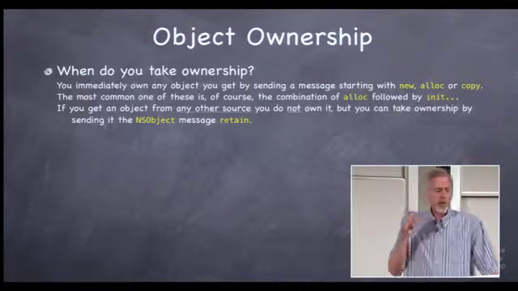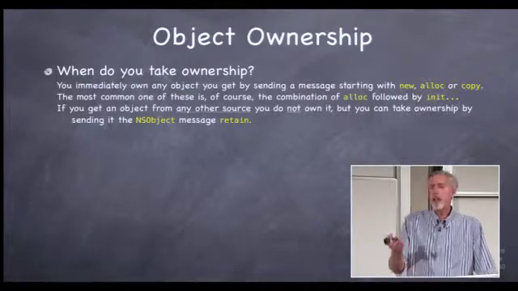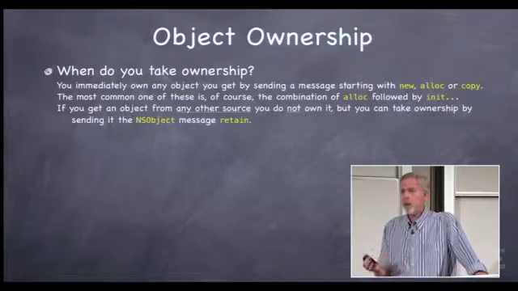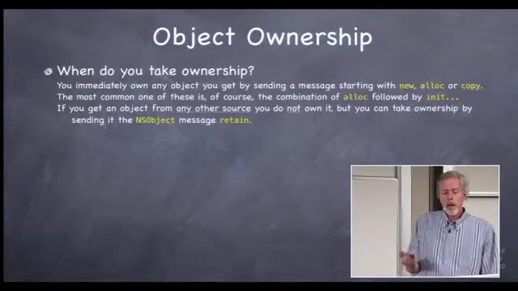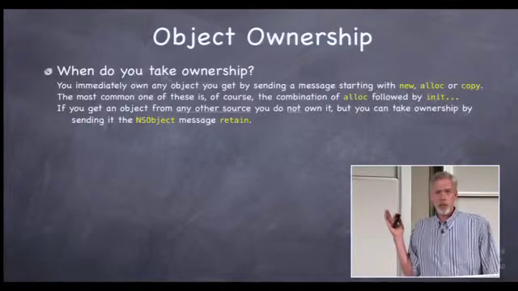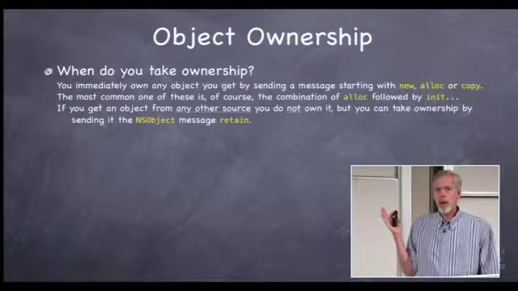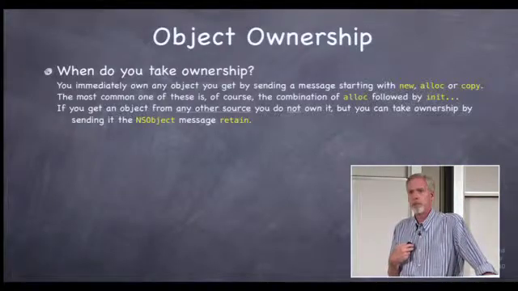When do you, this is kind of poorly worded, when do you get ownership, or what makes it so that you get ownership when you say I want ownership? Probably the most straightforward way is anytime you call a method that starts with the letters NEW, ALLOC, or COPY, the convention is the object you get back, you own. Okay?